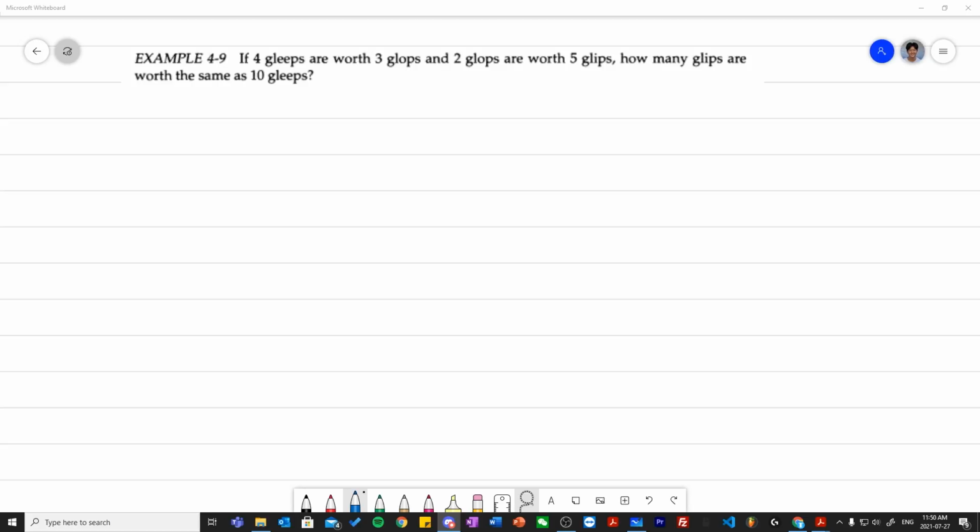I'm getting mixed up because I thought there were 2 glyphs, but it's actually 3 glops and 2 glops, or 5 glyphs and gleeps. This is the tricky part, and it's sometimes the word used. But how about I give you guys 40 seconds.